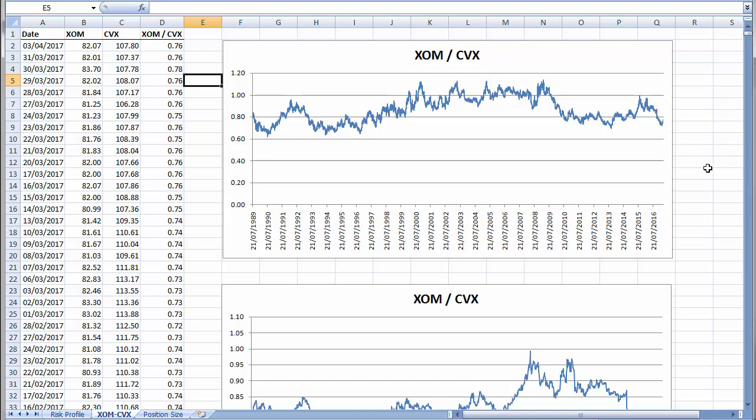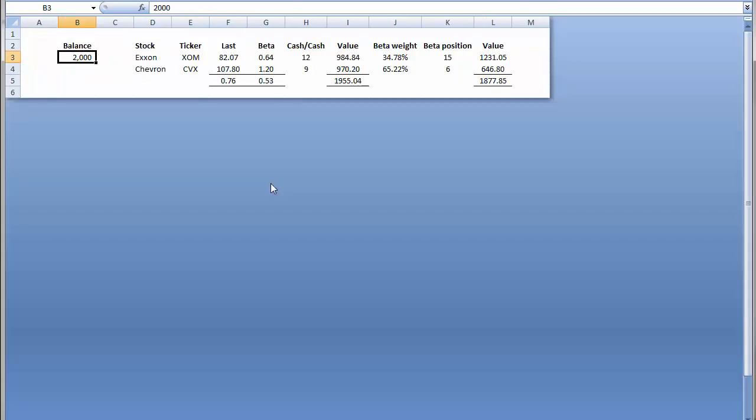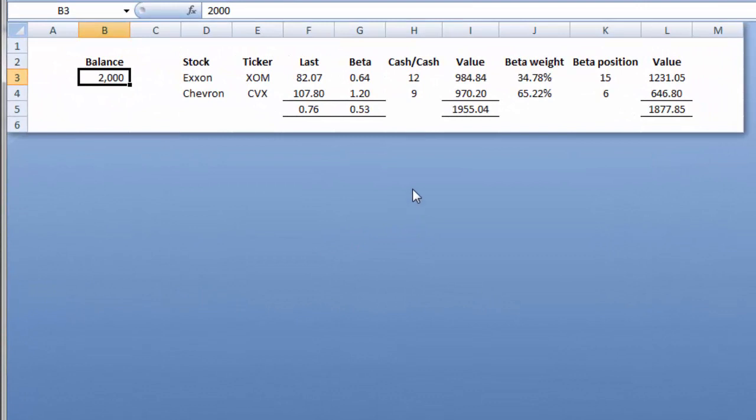When it comes to calculating your position size, we talked about going cash for cash or beta hedging. So let's take the scenario of putting 2,000 towards this trade idea. If we want to do cash for cash, it is quite simply a case of putting 1,000 towards Exxon and 1,000 towards Chevron.